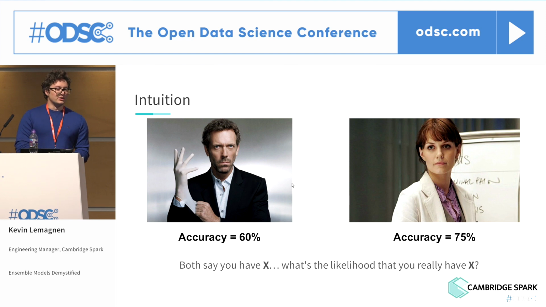Now, both of them tell you that you have, say, a disease called X. Here, what we are wondering is the likelihood that you actually have X, is it going to be lower than 60%, in between 60% and 75%, or is it going to be higher? The answer to this question is it's higher than 75%. And the reason behind that is because the likelihood of both of those models, of those doctors to be wrong at the same time is quite low.